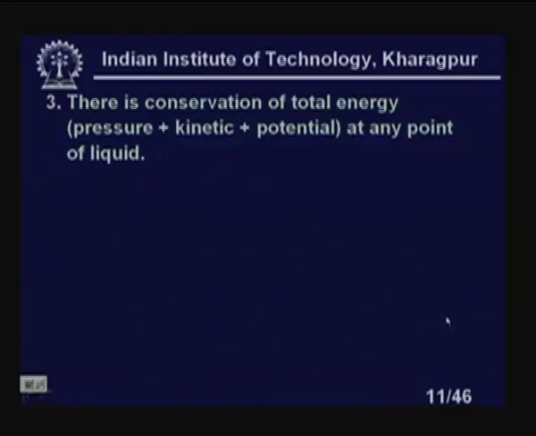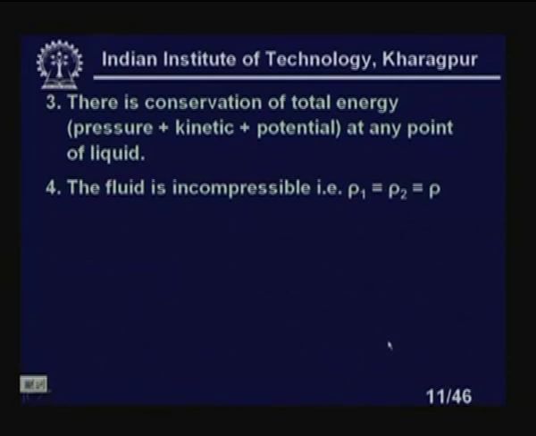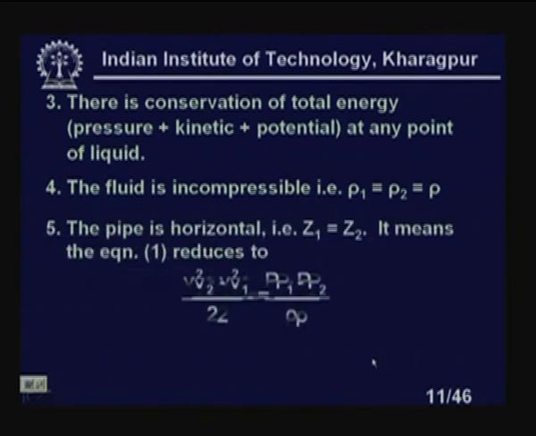There is conservation of total energy, pressure plus kinetic plus potential, at any point of the liquid. The fluid is incompressible. So, rho 1 equal to rho 2 equal to rho, right. So, the density is the same everywhere, and the pipe is horizontal, that means Z1 equal to Z2. So, it means that equation 1 reduces to V2 square minus V1 square upon 2 equal to P1 minus P2 by rho.